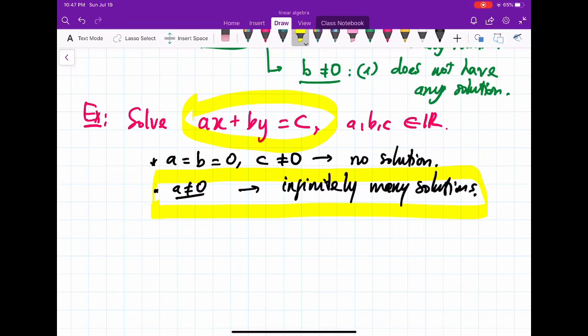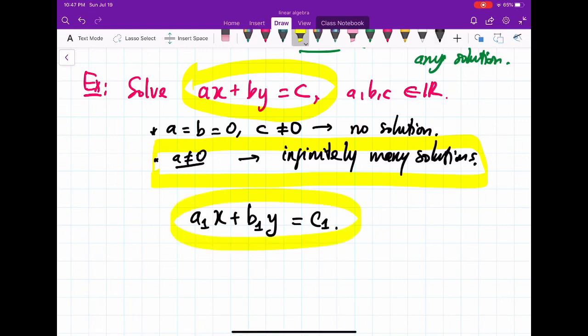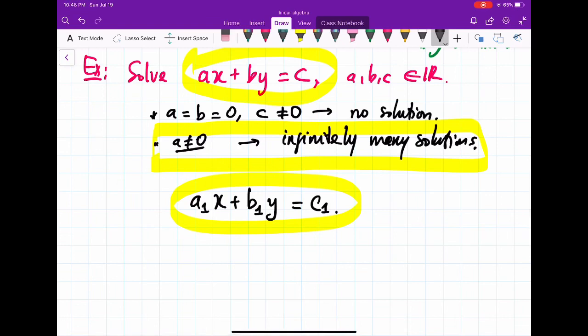So we have an equation of a straight line, and suppose that you have another equation of another straight line, right? Let's say you have a1x plus b1y equal to c1. This is another straight line. So a natural question is, do these straight lines intersect with each other? Right? So we want to see if they intersect with each other or not. So that means we need to find the intersection, right? Intersection.